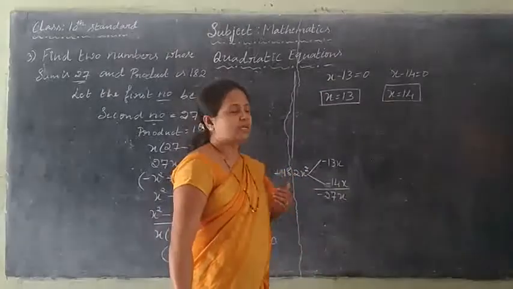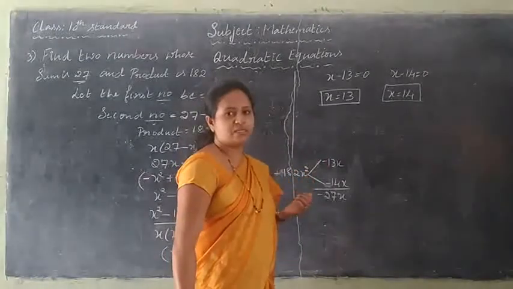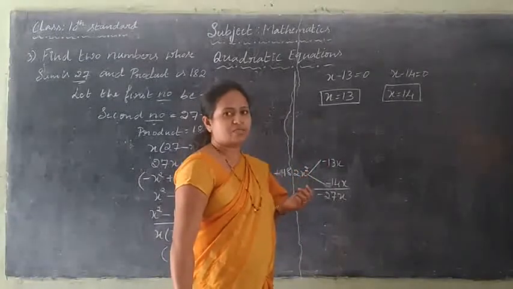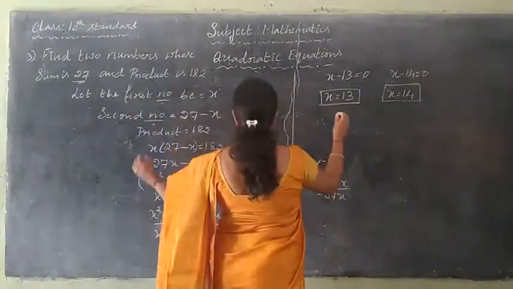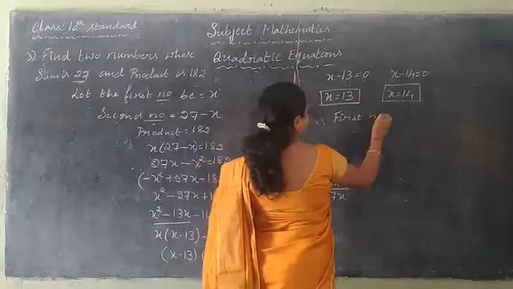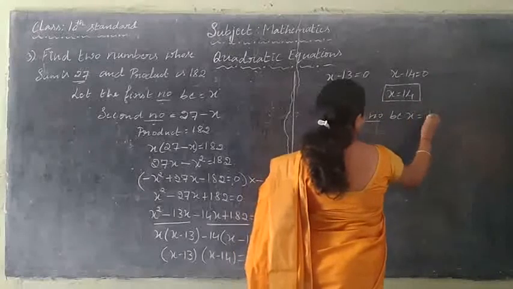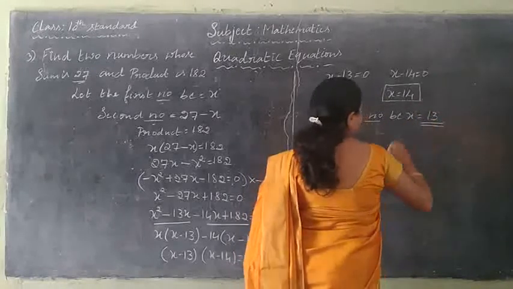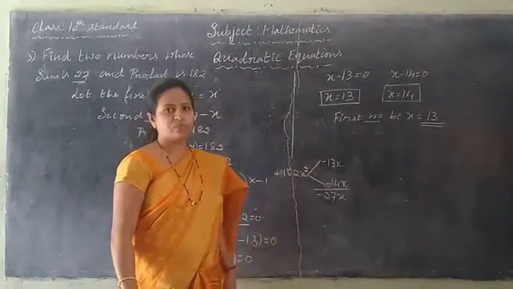So you can consider 13 as the first number or 14 as the first number. Any number you can consider, children. Got it? Therefore, see what we have taken as the first number. That is x, isn't it? That is 13. So the first number is what you have taken as x, therefore it will be 13.